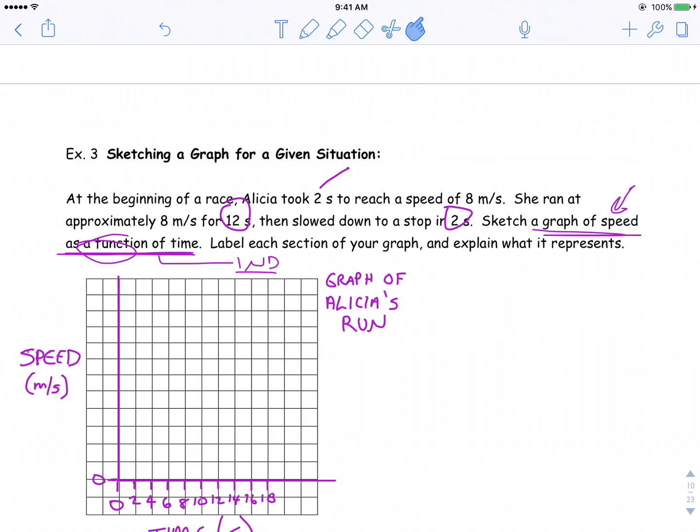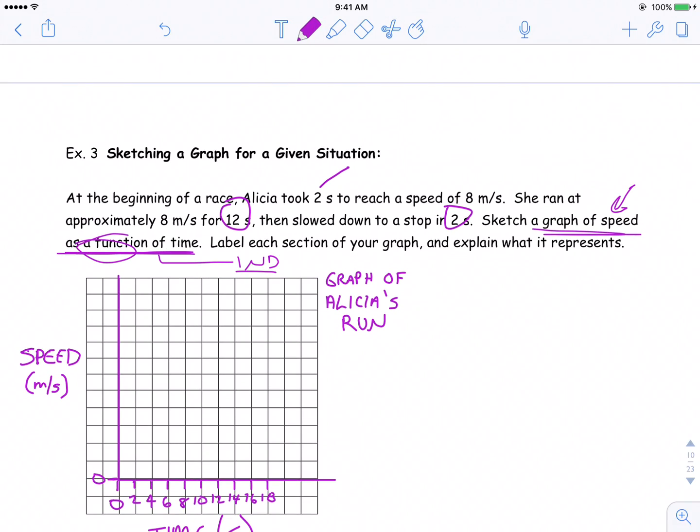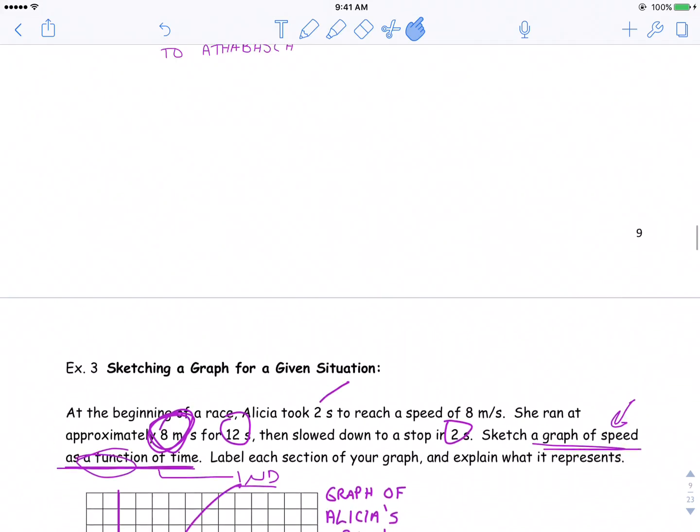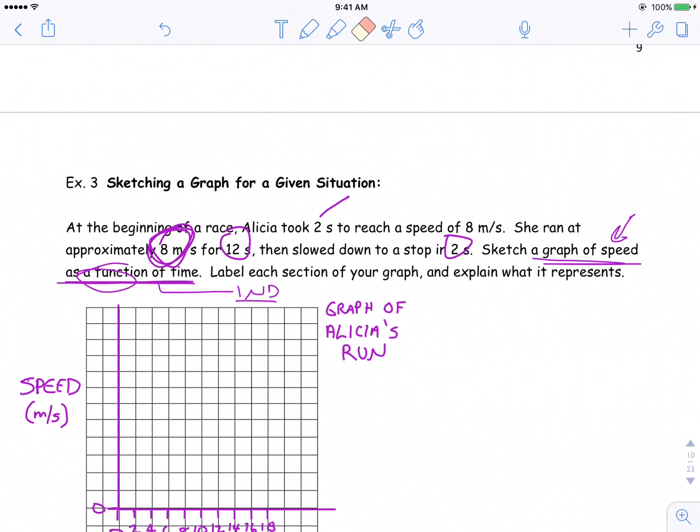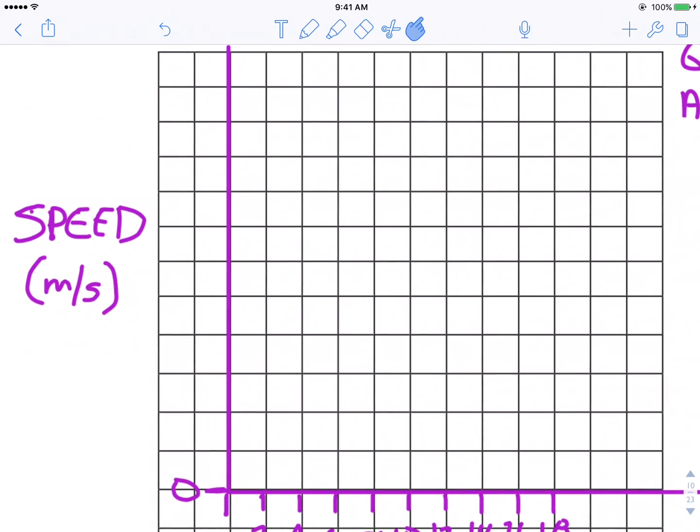So now we look at the speed. She's going to start at 0. She gets up to a maximum of 8 meters per second, right here, 8 meters per second, and then slows down again. So our graph only really needs to go from 0 to 8. So let's see how we can fit this scale from 0 to 8 on here.